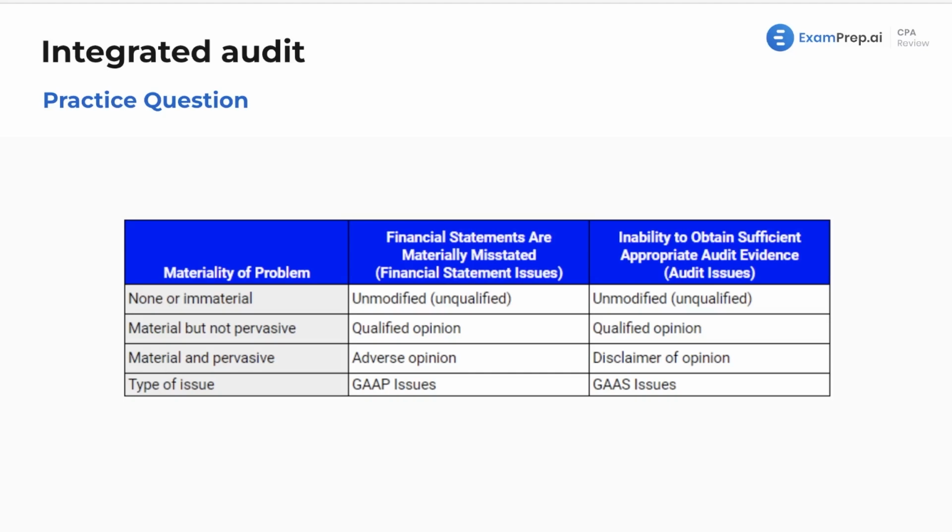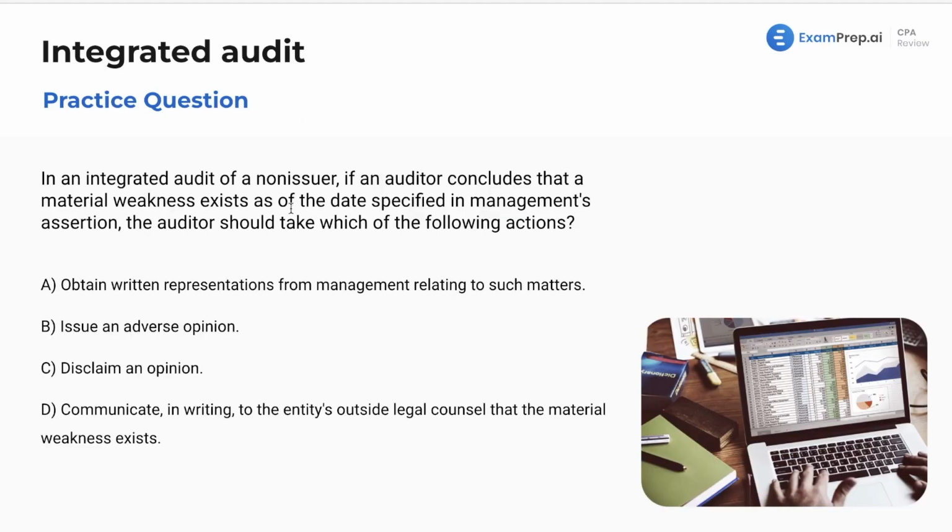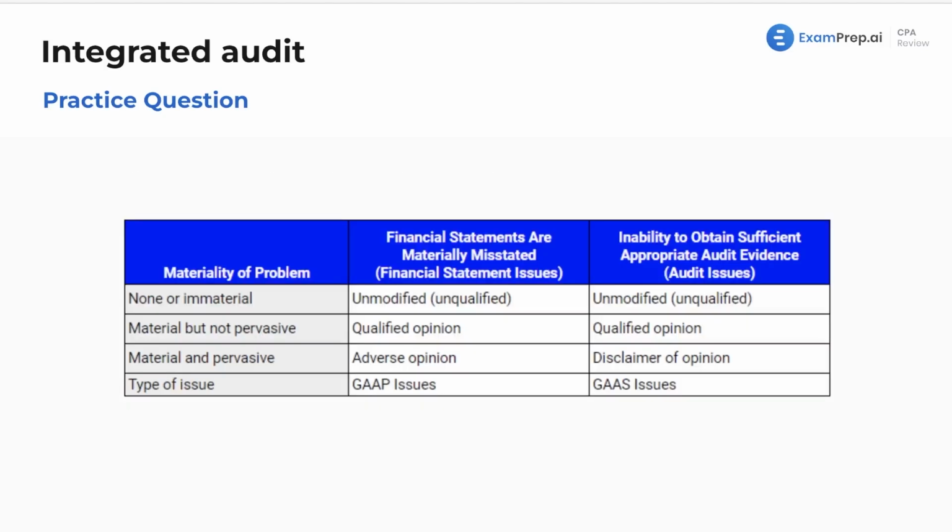Because if they gave you all of the information outright and said, oh, it was pervasive as well, this would be a lot easier to answer. So, we're seeing here it's material and pervasive. We are going to see it as an adverse opinion. Now, this other side talks about the inability to obtain sufficient evidence. I don't see anything about that. I see material weakness exists in the financial statements, so I would go with this side: material, pervasive, adverse opinion.